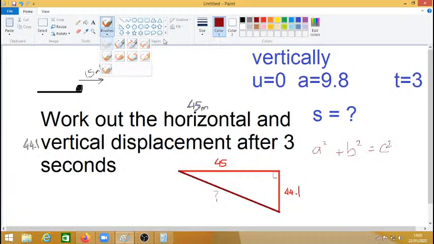You can probably do this quicker than me, but have a go. Have a go if you can. But I'm going to use 45 as my a. So 45 squared plus 44.1 squared is equal to c squared.